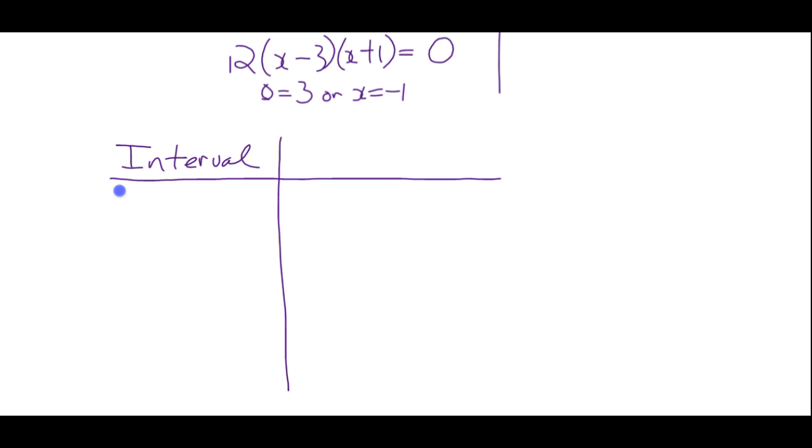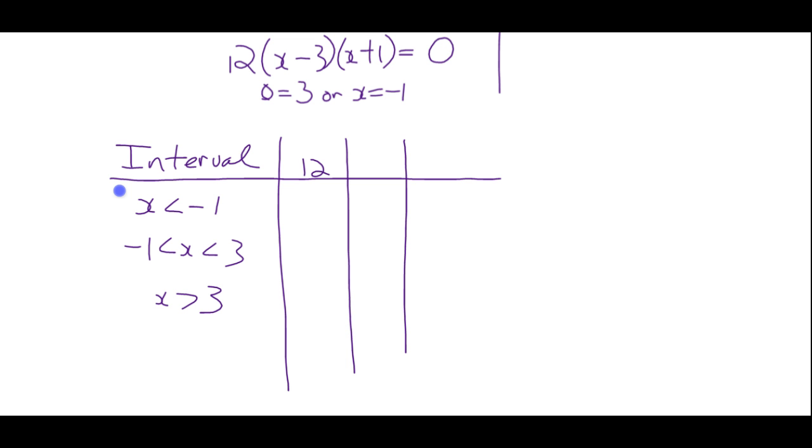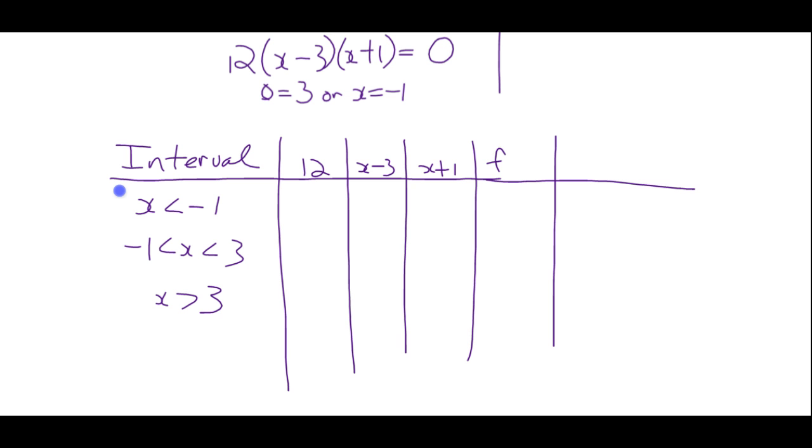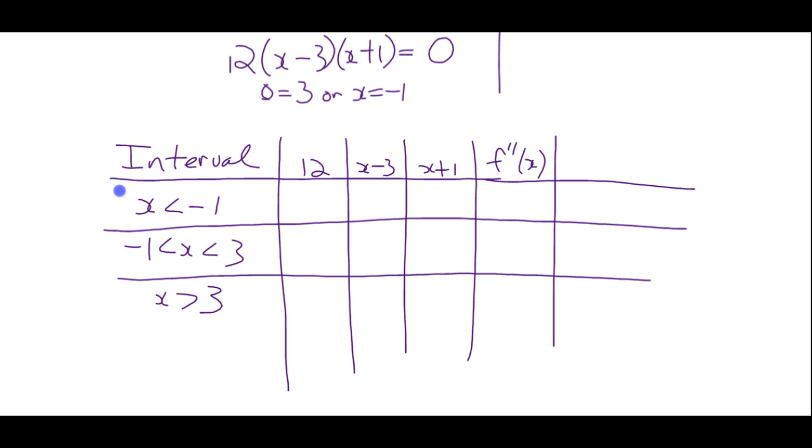All right, what do we got? We got x less than -1. So we've got 3 intervals, right? We have 3 factors: 12, x minus 3, and x plus 1. We have f double prime of x, and then we have what's going on in each interval. Okay, so 12 is just 12. That's always positive, so it doesn't really enter into things.